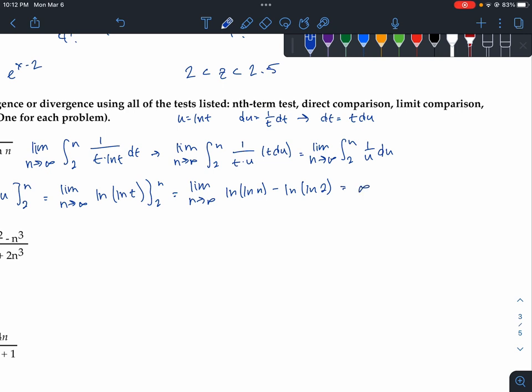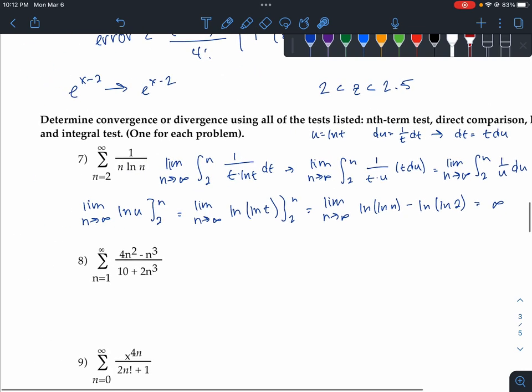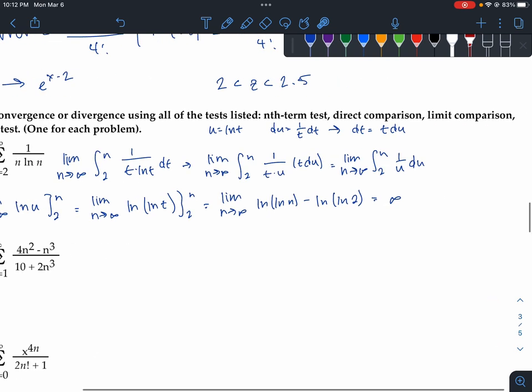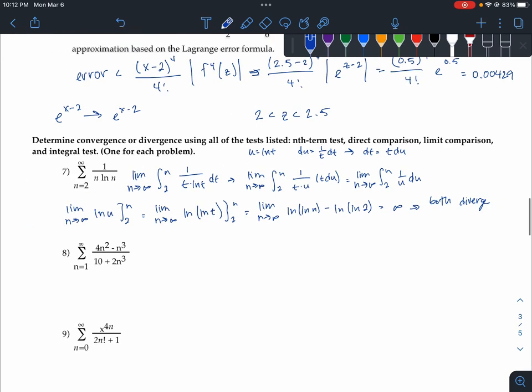If it's equal to infinity, that means the area from 2 to n of this function right here is infinite, meaning you can't find the sum of that area. It diverges. Therefore, the sum of the series also diverges. So both diverge. Okay.